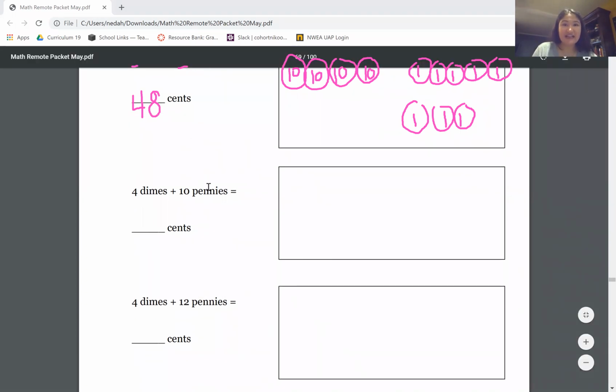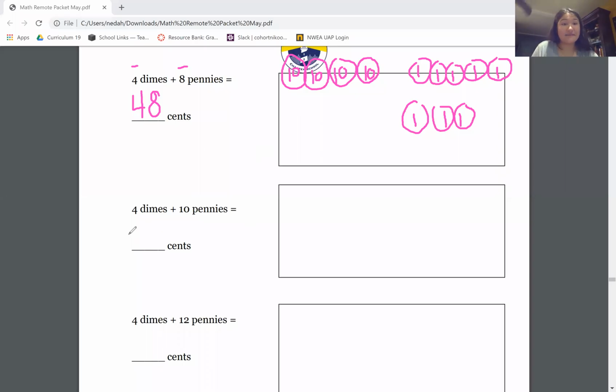This next one says 4 dimes plus 10 pennies. Help me draw the dimes. It says 4 dimes. Let's do this one together. So as I'm drawing, you're drawing too. We have 1, 2, 3, 4 dimes. And remember, inside of each dime, we write the number 10 to show that it's a dime.